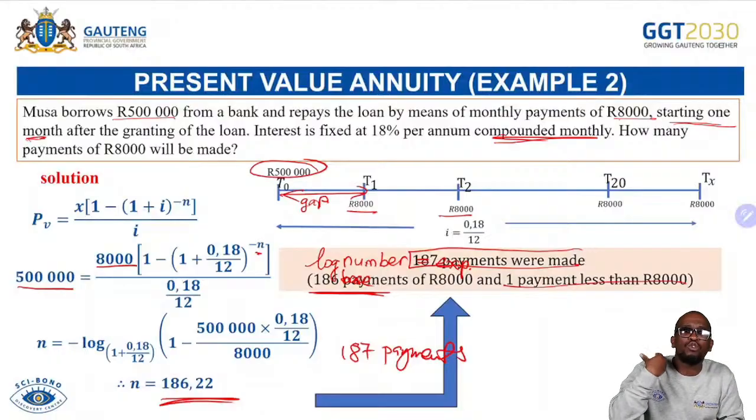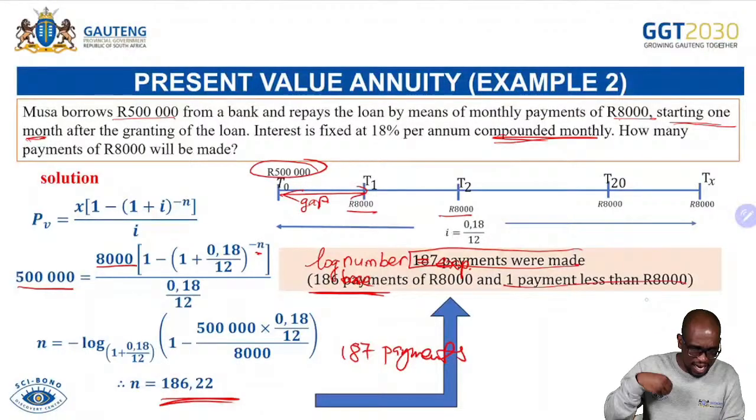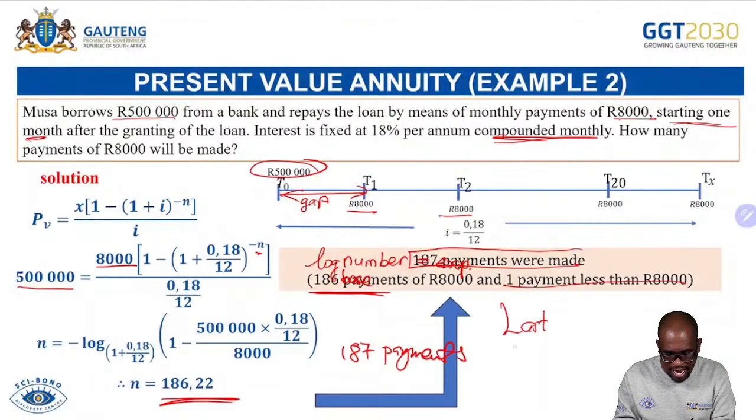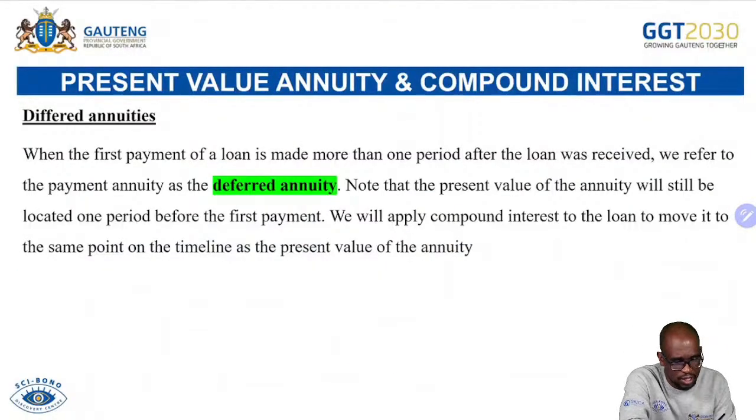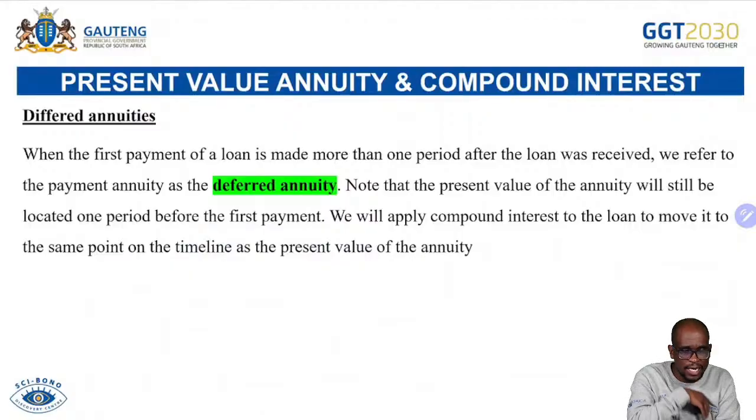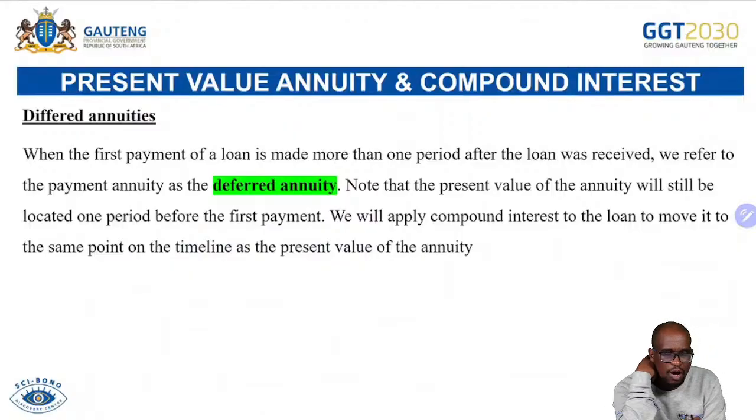Later in the topic, you get to do last payment. That is where you'll calculate that payment that was less than 8,000. Something that will be done later. So this tells you that there's a last payment that was made. We'll look at it when we look at last payment. Deferred annuities. That is where now you combine present value, annuity, and compound interest. Let's see what happens there.